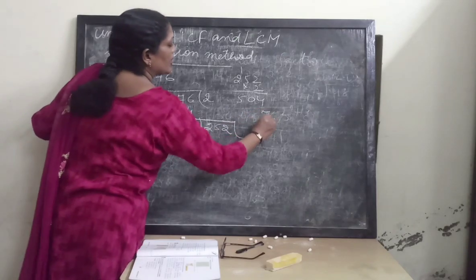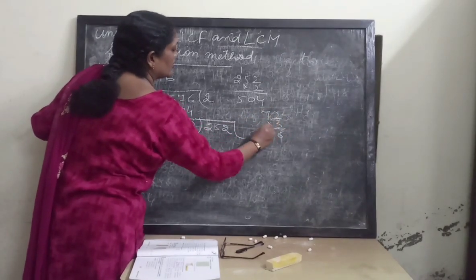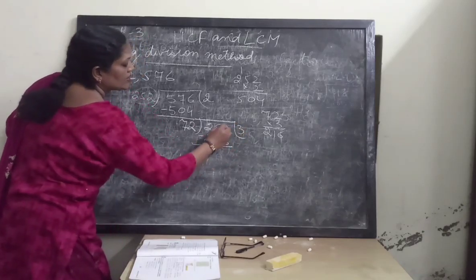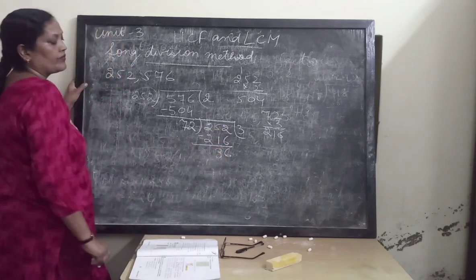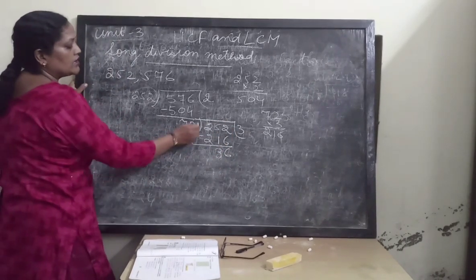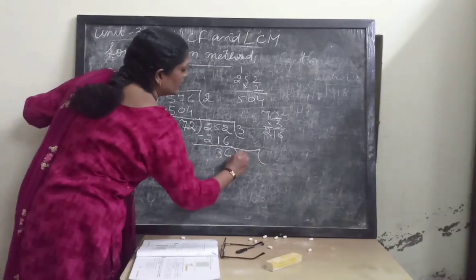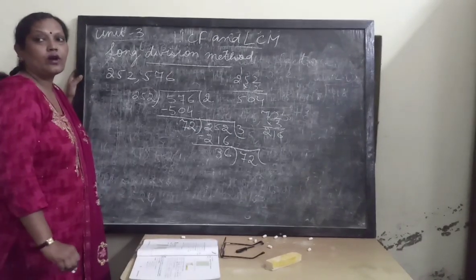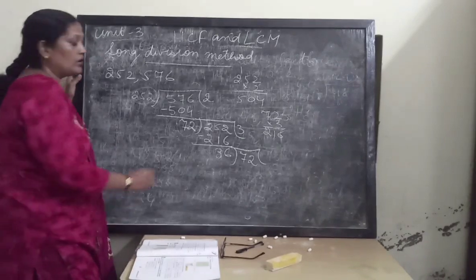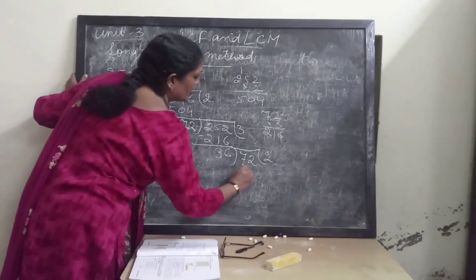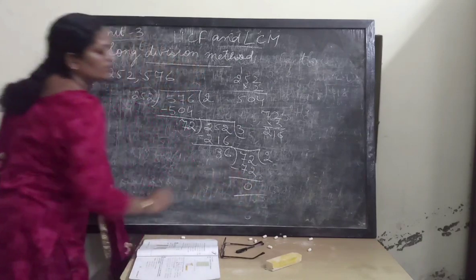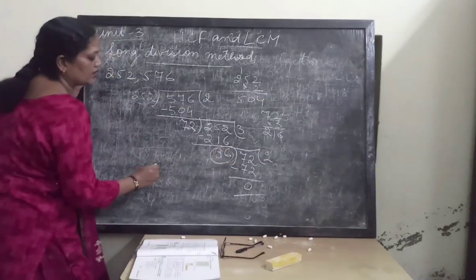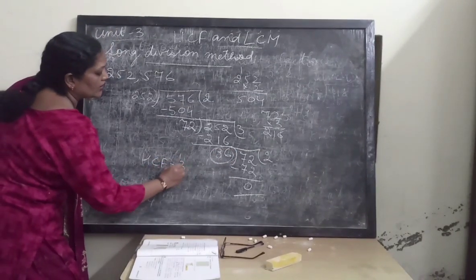Now multiply it. 72 3's are, 3 2's are 6, 7 3's are 21. So 72 3's are 216. Subtract it, 36. Again we are not having any number. Now this divisor will become the dividend here. We will continue until the remainder comes 0. 36 2's are 72. 72 minus 72 is 0. Now we got the remainder 0, and the last divisor is 36. So HCF will be 36.